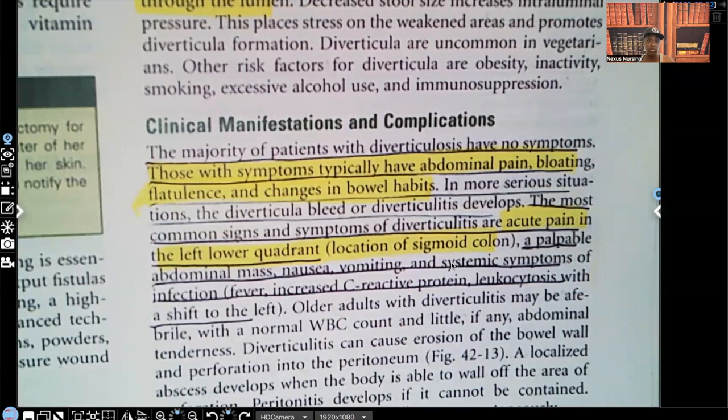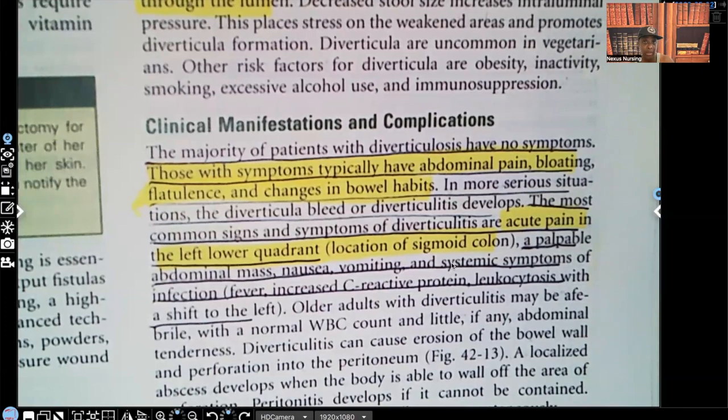In more serious situations, the diverticula may bleed, or that diverticula develops into diverticulitis. That's where we have the inflammation. That's where that patient is at high risk for that dreaded word, perforation. The most common signs and symptoms of diverticulitis are acute pain in the left lower quadrant. Remember, most often we see this where? In the sigmoid colon. What else? A palpable abdominal mass, nausea, vomiting, systemic symptoms of infection.